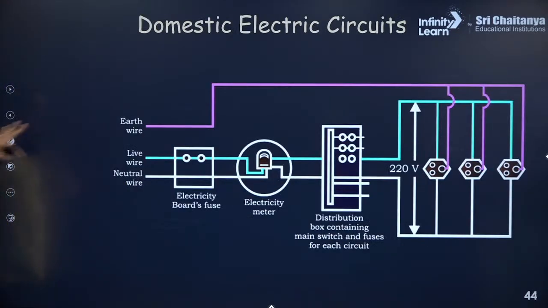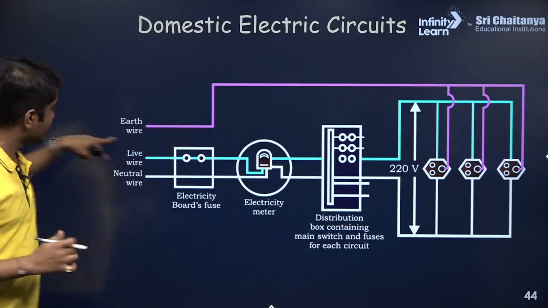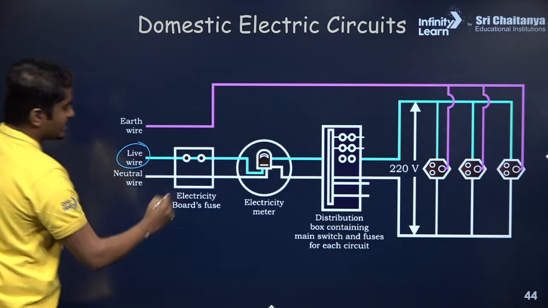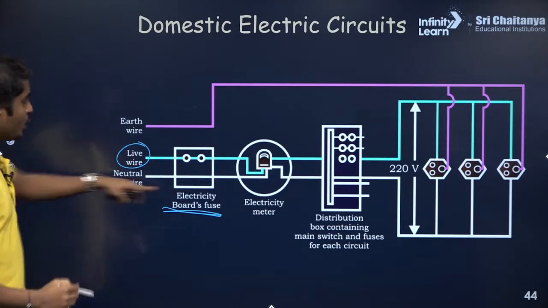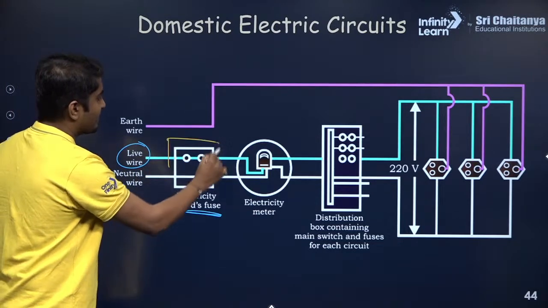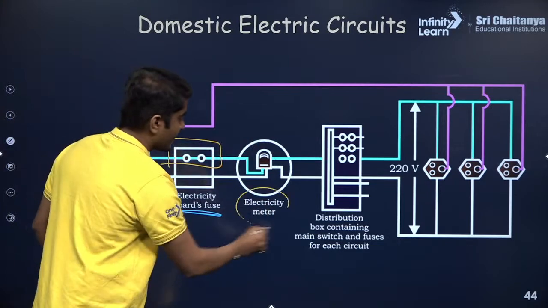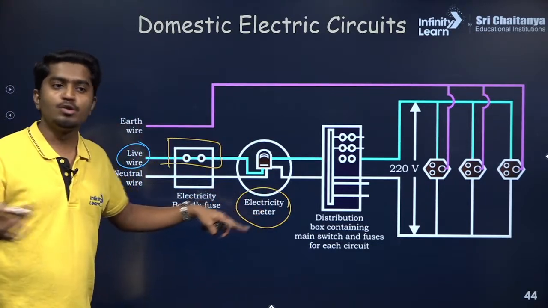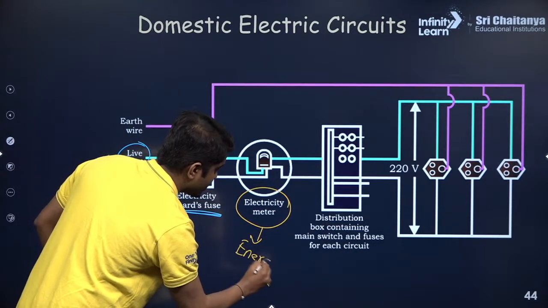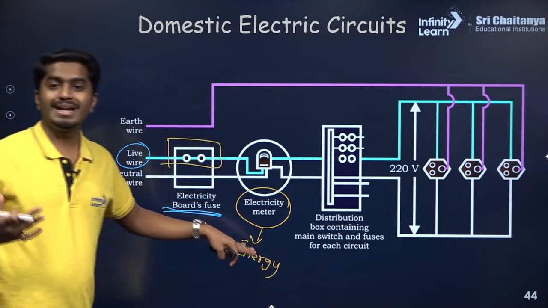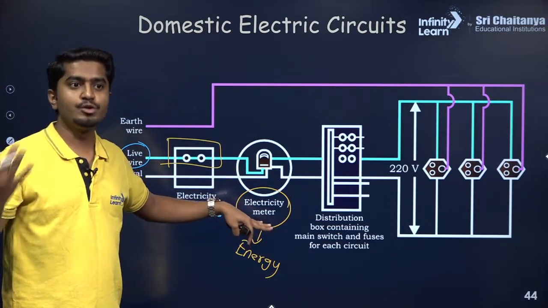Now there is our domestic circuit. Here the important things are, there is a live wire, there is a fuse. You should place the fuse always in the live wire. Then we have the electricity meter. It tracks the amount of energy consumed. Energy consumed. It does not track the current. It tracks the amount of energy we have used.